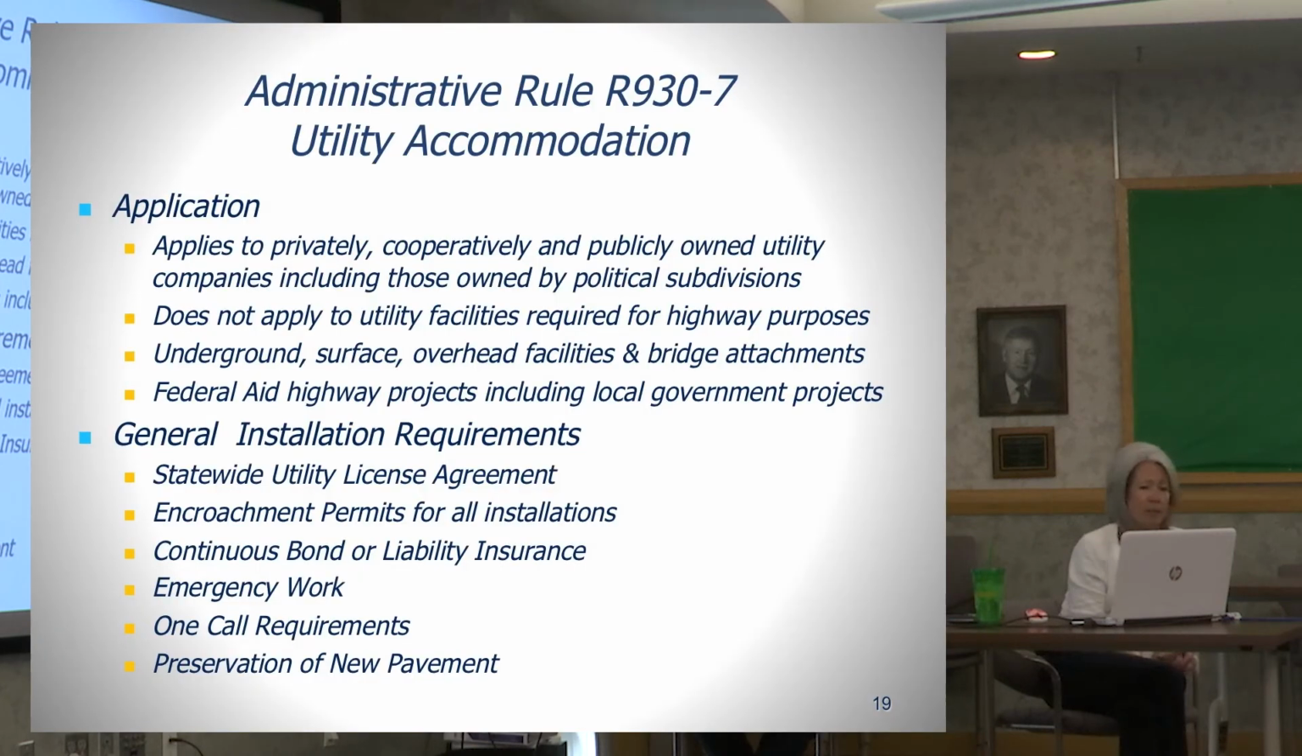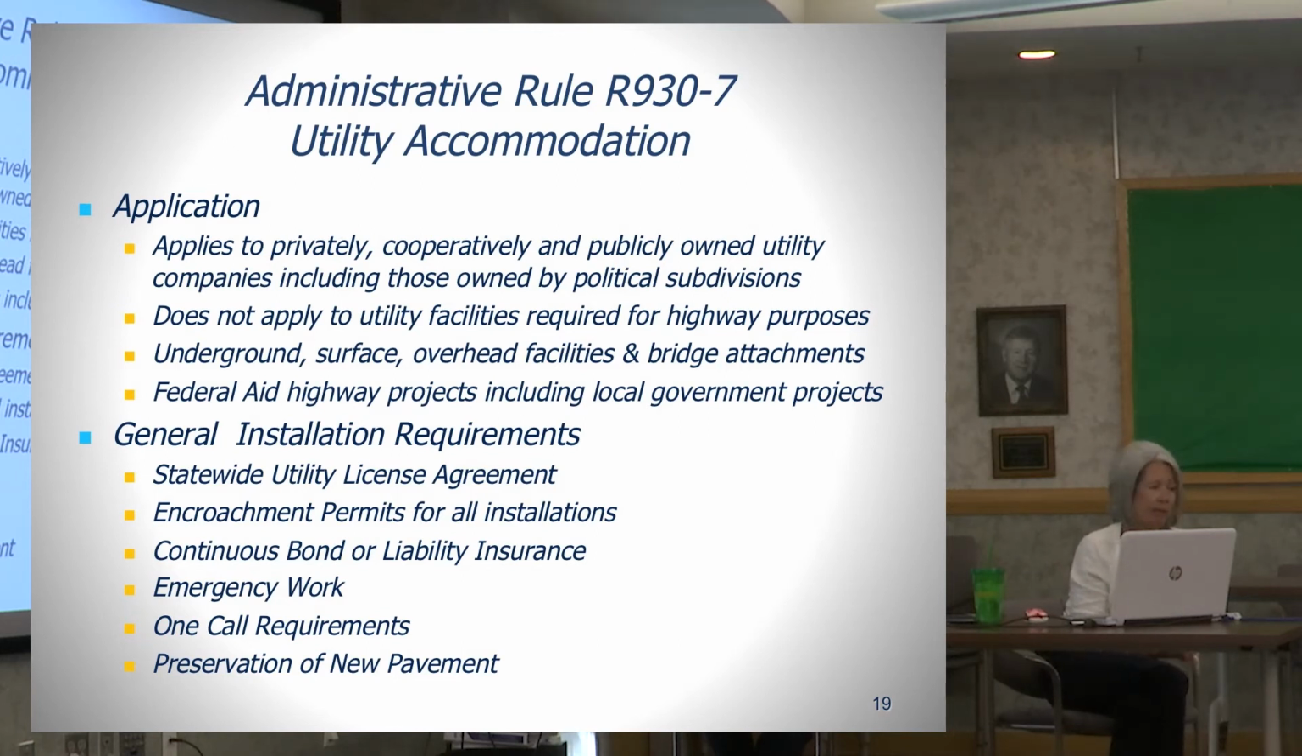The rule applies to privately, cooperatively, publicly owned utility companies, including those owned by political subdivisions. It doesn't apply to utilities that are required for highway purposes, UDOT's own systems. Underground, surface, overhead facilities and bridge attachments, and all federal aid highway projects, including local government projects.